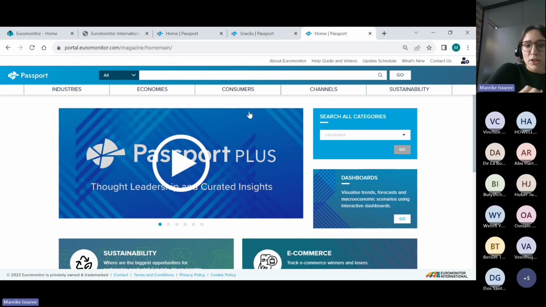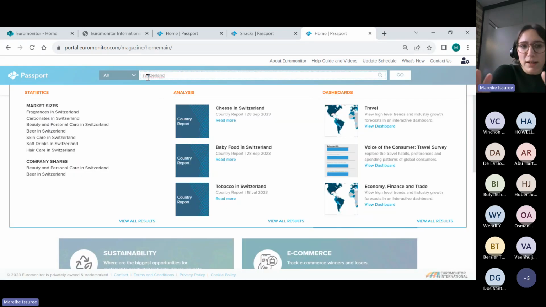Now, if you wanted to still further check anything relevant, you can, of course, use the keyword search to just double check that you haven't missed anything. So what you could also do is, for example, if you just want to purely analyze Switzerland in depth and see what is available in Passport just for Switzerland, but across all research systems, a quick way to visualize everything for Switzerland is to just type it in the keyword search and then click view all results and then filter.